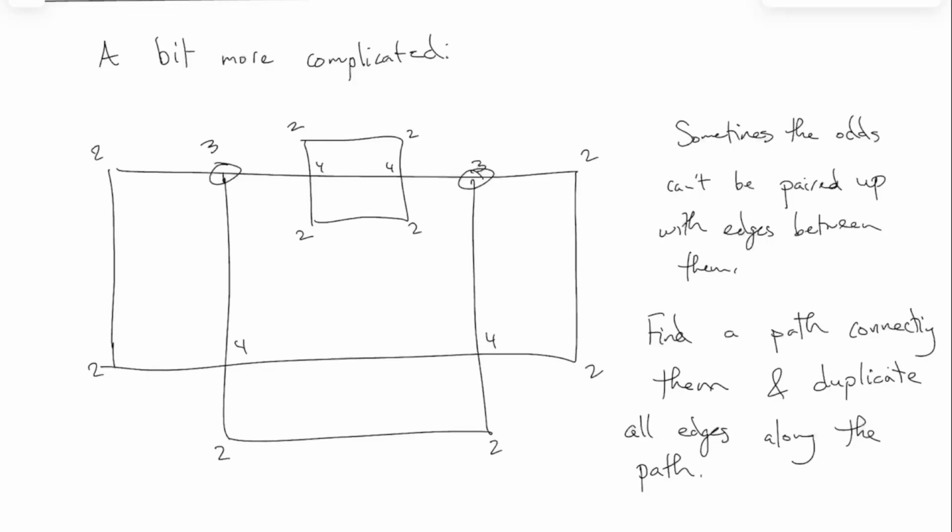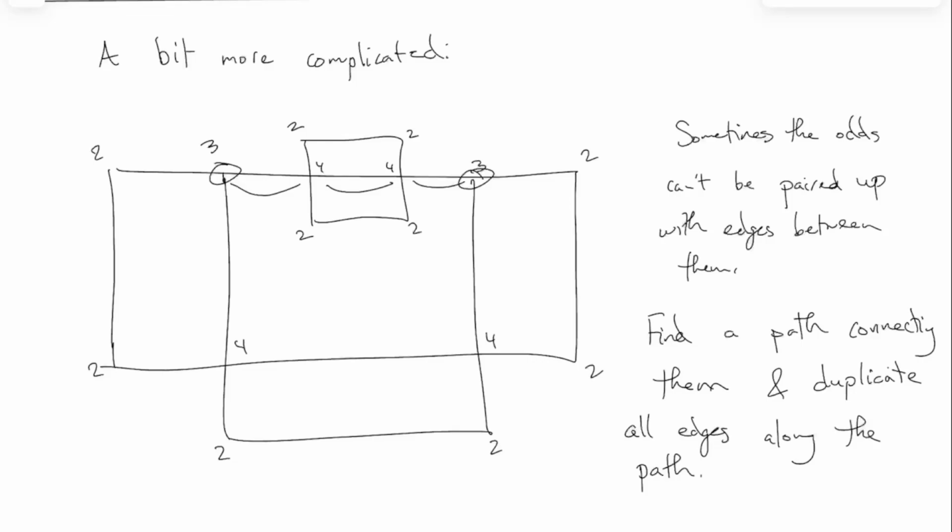So in this case, this 3 and this 3, they do not have a single edge, but of course there is a path going across the top here consisting of 3 separate edges. There's this, then this, then this, and we duplicate each one of those like so. All right, find a path connecting them and duplicate all of the edges along that path.